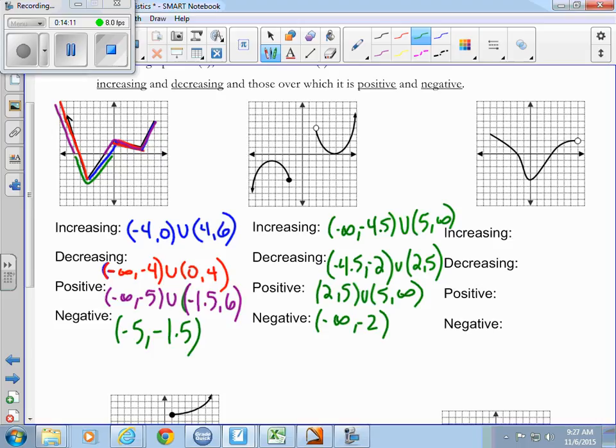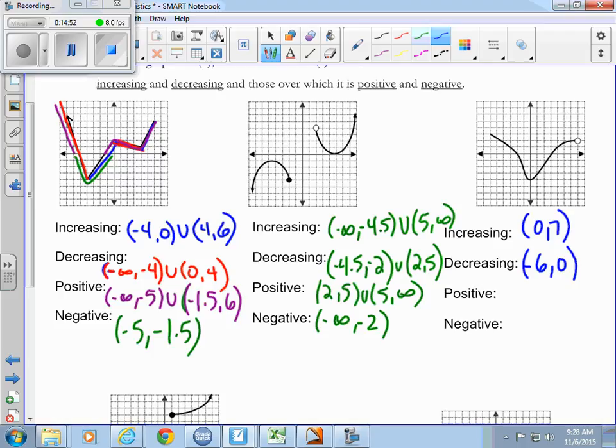Okay, let's look at the last one. We getting better at this? Increasing from 0 to 7. Any questions about how I got that? We're going up to the right from 0 to 7. Decreasing from -6 to 0. Again, if you put brackets on that 6, I would give it to you. I also would give it to you if you didn't. So either way.